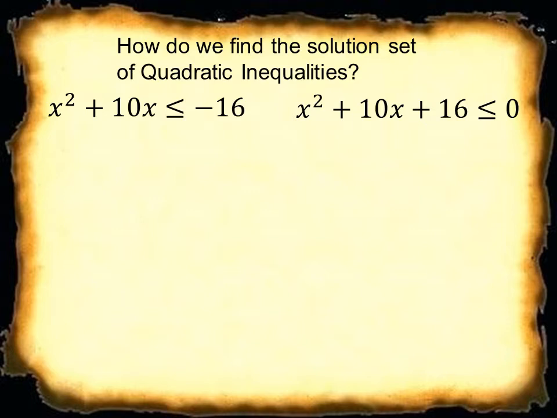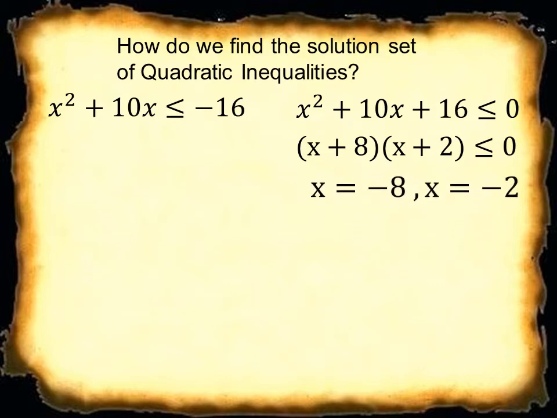Then, if it is factorable, you can factor. If not, you can use completing the square or the quadratic formula. But I think this is factorable. So the factors are quantity x plus 8 times quantity x plus 2 is less than or equal to 0. Then, to find the critical values, just transfer positive 8 and positive 2. So it becomes x is equal to negative 8 and x is equal to negative 2. This will be your critical values.